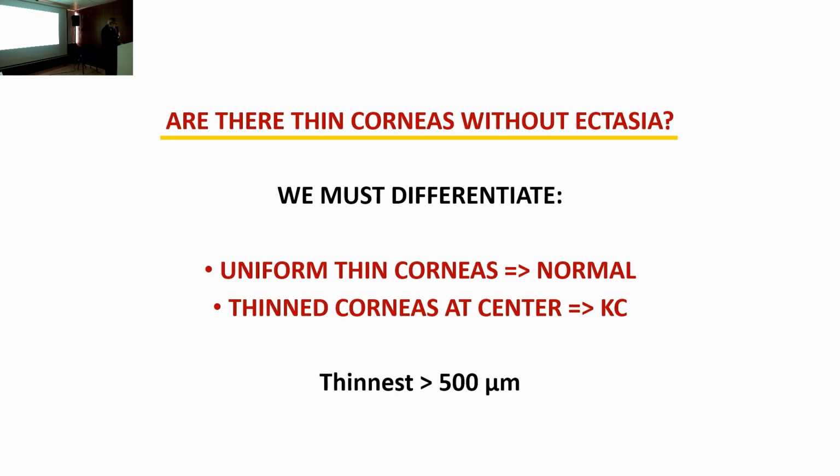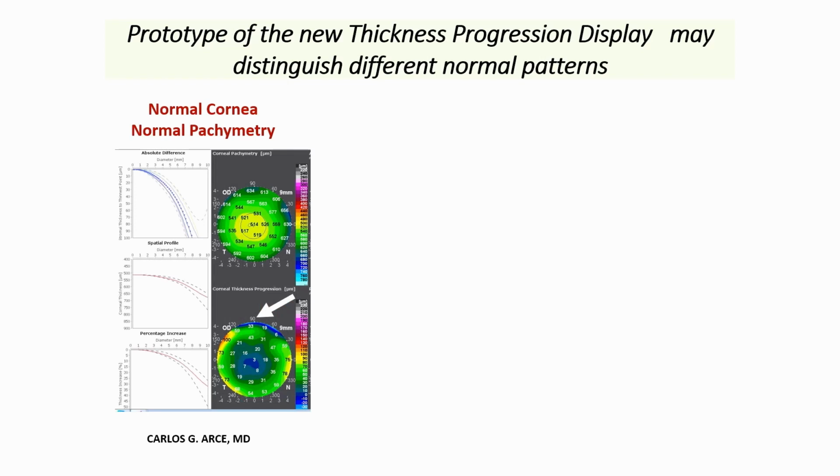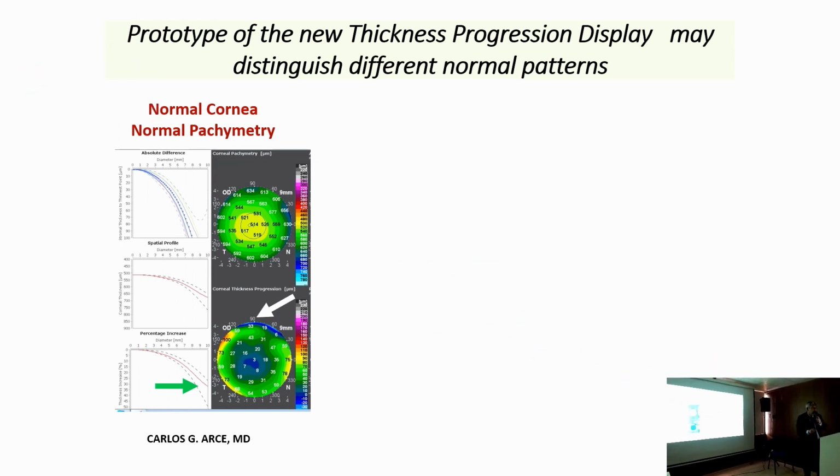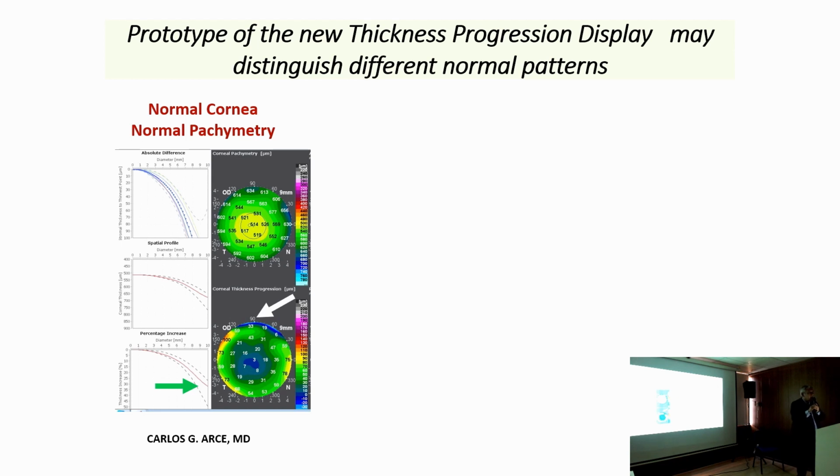Now, we must differentiate corneas that are uniformly thin and corneas that were thinned at the center because they were protruded, okay? And we use the 500 as our cutoff value for the yellow in the scale. This is a normal cornea, and you can see in this prototype that is already changed by Sharia Watt from Lebanon, okay? And now the new display that is probably going to be launched soon this year is showing maps of 3, 6, and 10 millimeters.